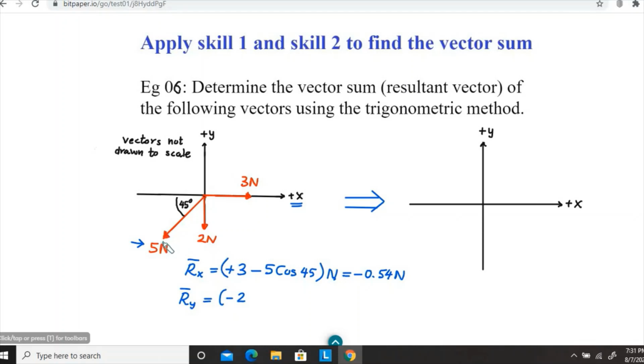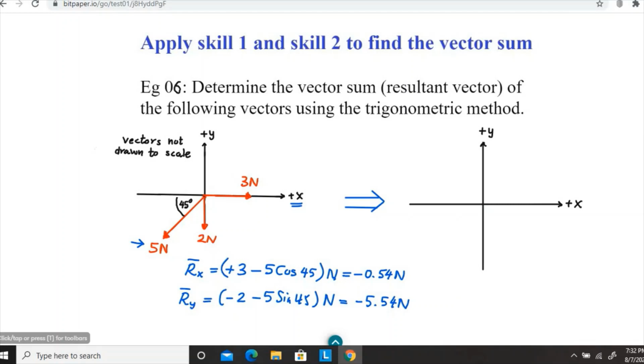And then the contribution from the 5 Newtons along the y-axis. Again, it's pointing in the negative y direction, so I'm going to put minus 5 sine 45 Newtons. When you simplify this, you are going to get minus 5.54 Newtons.